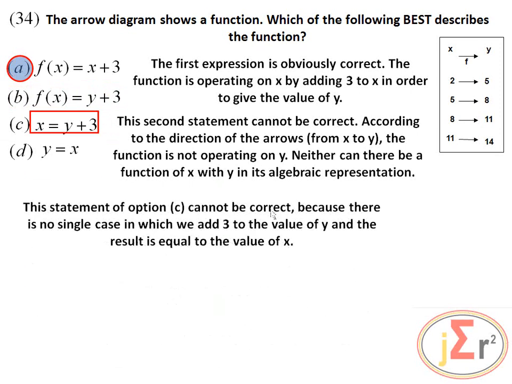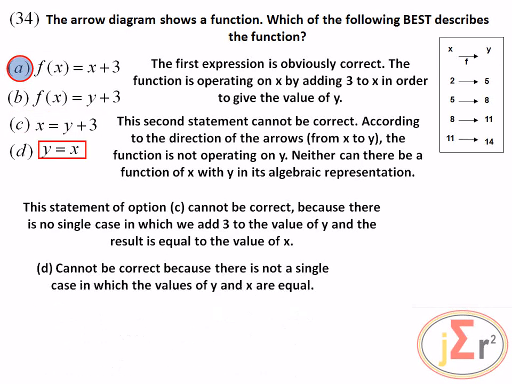This statement of option C cannot be correct because there is no single case in which we add 3 to the value of y and the result is equal to the value of x. So we have x is equal to y plus 3. This is the value of y, which is 5. If we add 3 to 5, we do not get 2. So x is not equal to y plus 3. We may say that we could check the others. As a matter of fact, we should not have to check the others, because if it is true, it is going to be true in every single case.